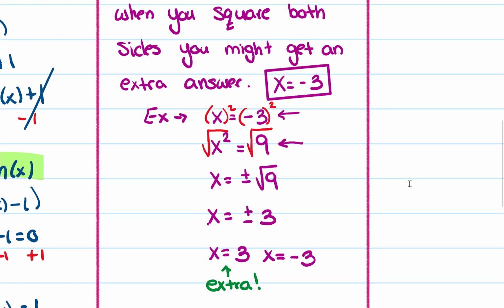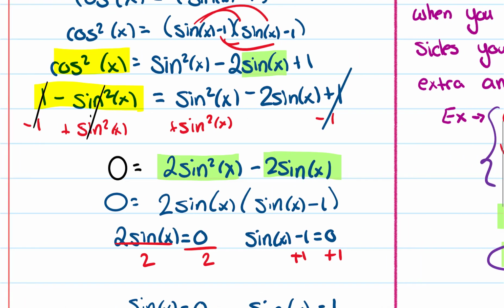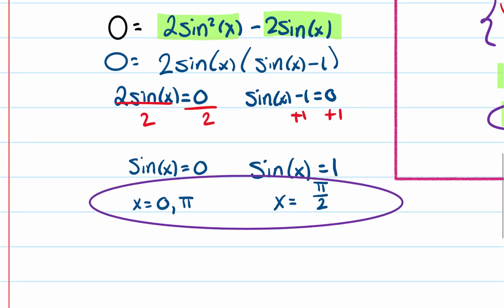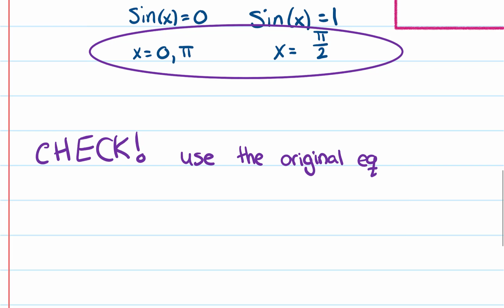Then I'm going to take the square root of both sides just for fun. I get x equals plus or minus 3. That now makes x equal plus or minus 3, which gives me an extra answer. I told you in the beginning that x was only negative 3. And throughout doing some algebra, I got an extra answer. So what this means is that whenever you square both sides, one of these answers might be an extra answer. So there's only one way to know for sure. We have to check. And in order to check, we have to use our original equation. Cosine of x equals sine of x minus 1.